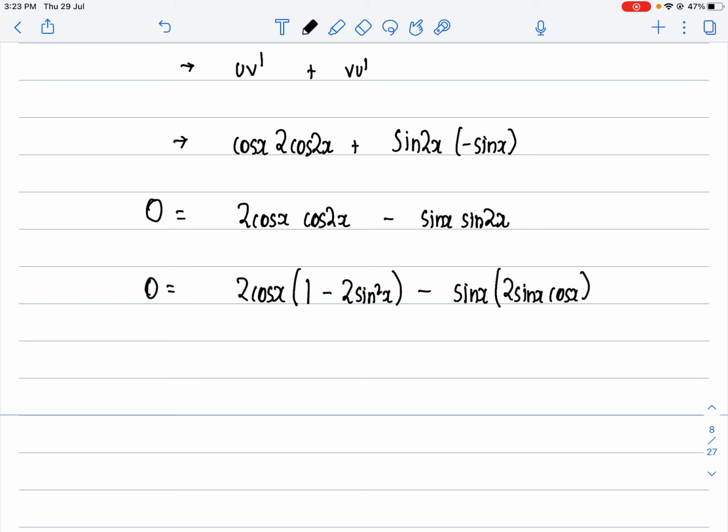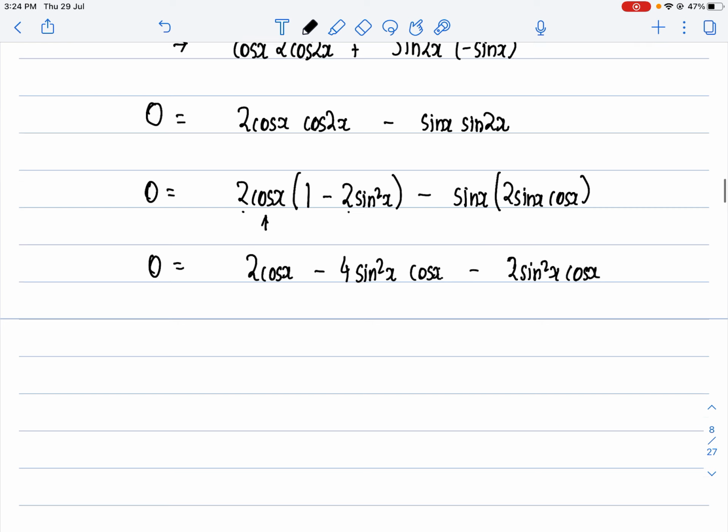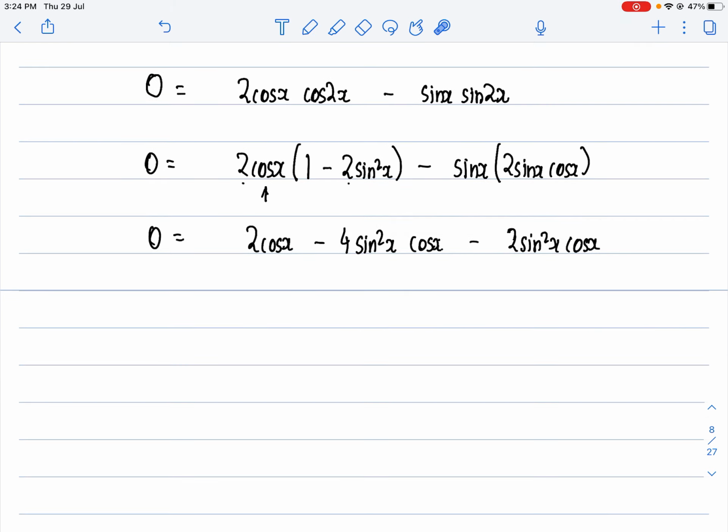So now I can simply write this as 0 equals 2 cos x, taking 2 cos x outside the bracket, minus 2 into 2, which is 4 sine square x cos x, minus 2 sine square x cos x. Correct? This is what I basically get. Here you may have a doubt: why did I use 1 minus 2 sine square x instead of 2 cos square x minus 1? Basically, I wanted to get something common here.